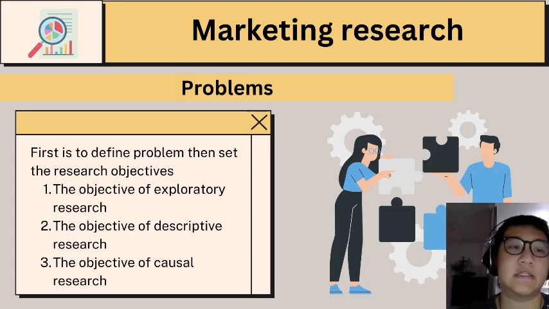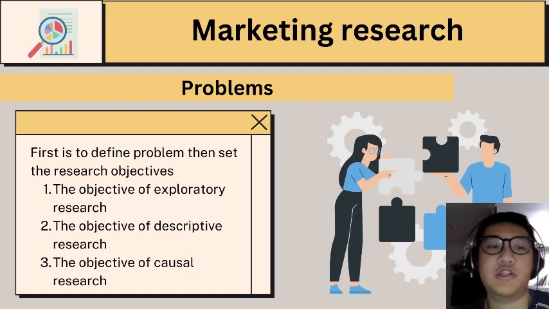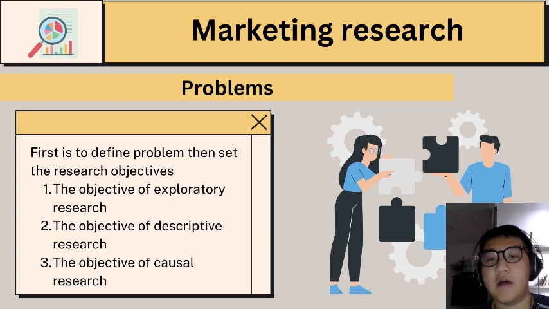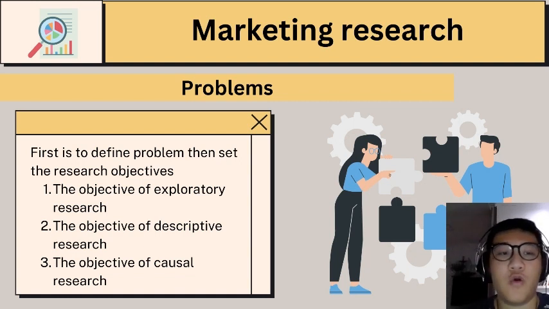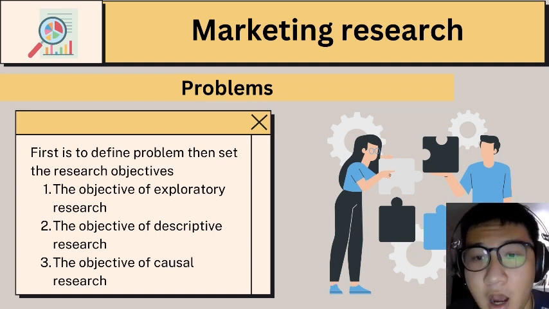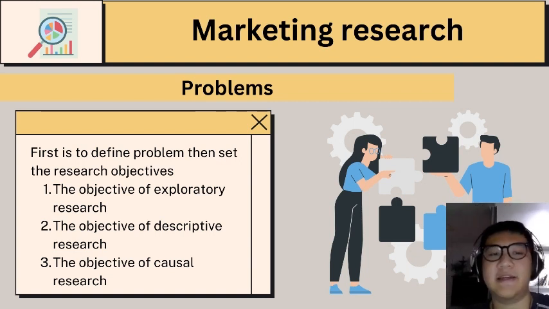The very first mission is to define problems. Marketing managers and researchers must work together closely to define problems and agree on research objectives. There are 3 types of research objectives. The first one is exploratory research, which means they formulate problems, clarify concepts, and form hypotheses. The second type is descriptive research, which describes the phenomenon in order to answer the what, where, when, and how questions. And the why questions are for the objective of causal research.